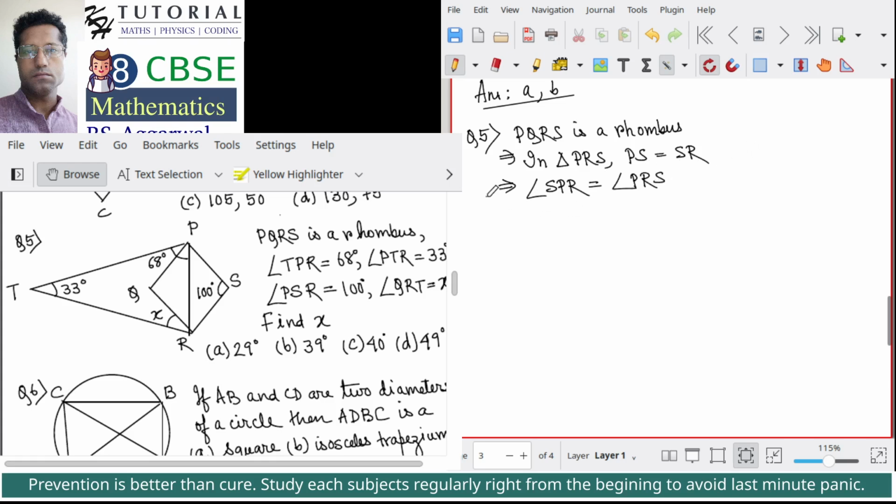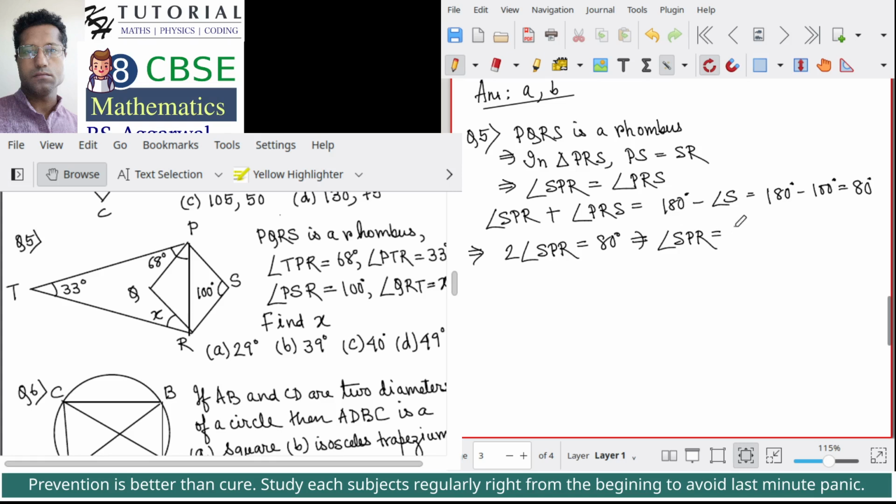And also we know that, using the angle sum property of the triangle PRS, angle SPR plus angle PRS should be equal to 180 degrees minus angle S of the rhombus PQRS, which is 180 degrees minus 100 degrees, which is 80 degrees. So since angle SPR is equal to PRS, twice angle SPR is equal to 80 degrees. So this implies angle SPR is equal to 80 degrees by 2, which is 40 degrees. SPR is 40 degrees.